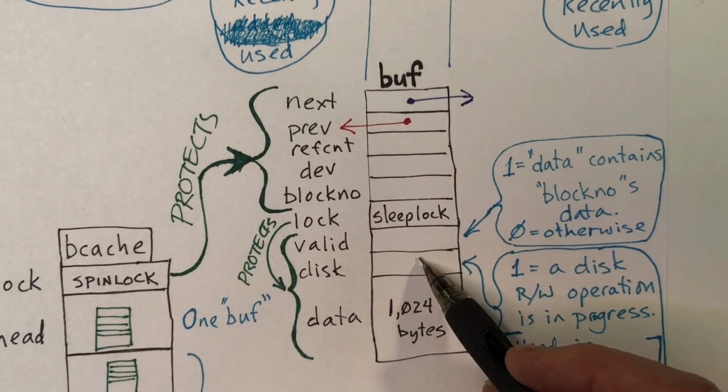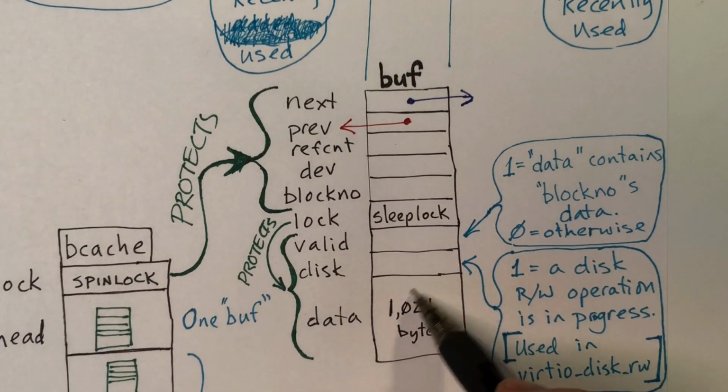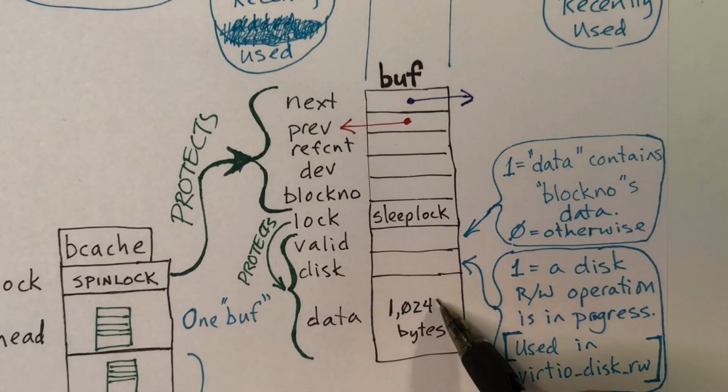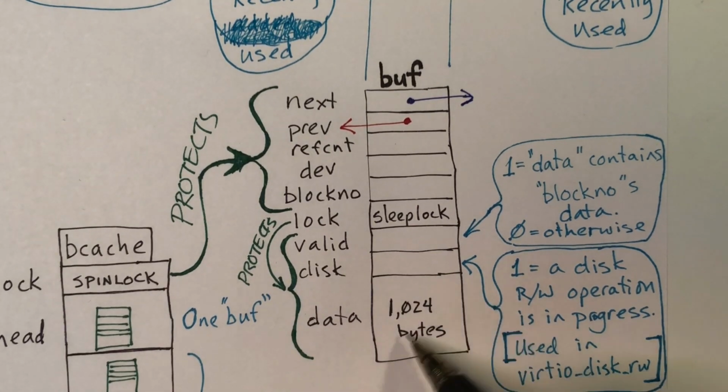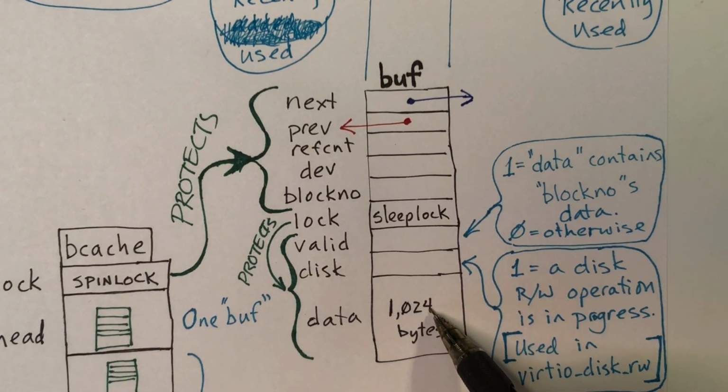We also have a valid field, and that indicates whether the data field contains the data from the disk or whether it contains garbage. And if it doesn't contain it, well, of course, we need to read it in from the disk if we want to use that data.